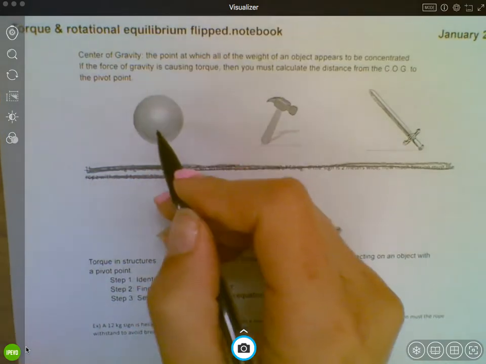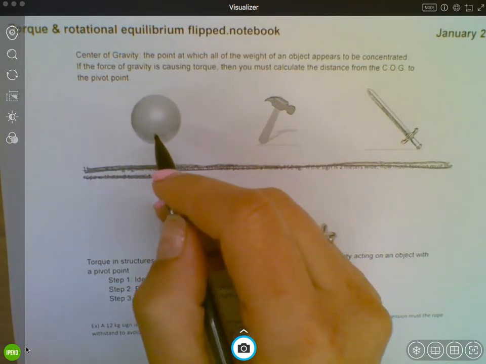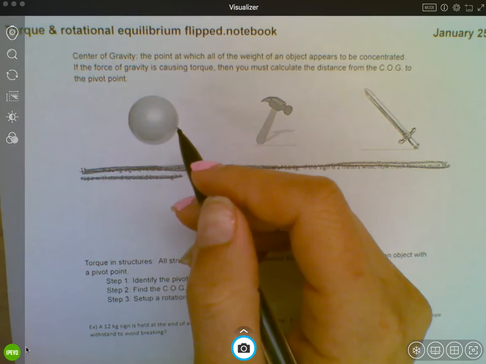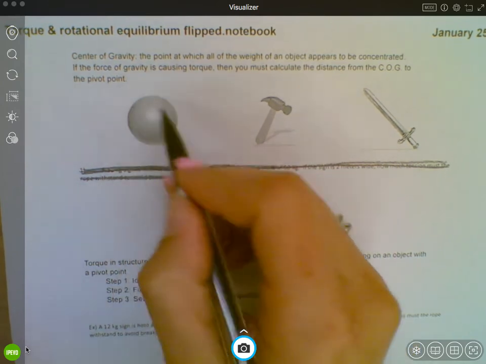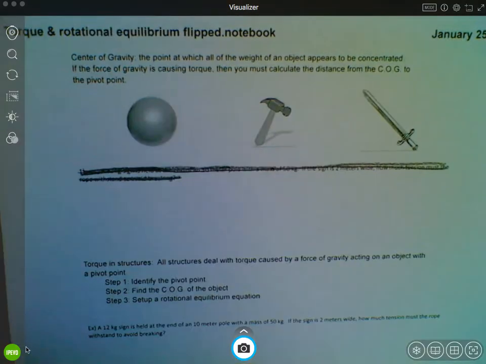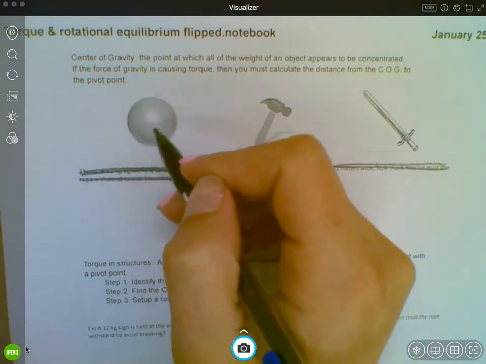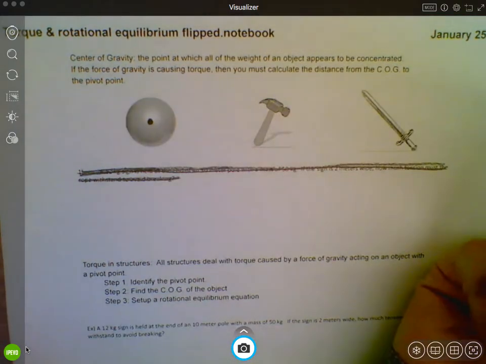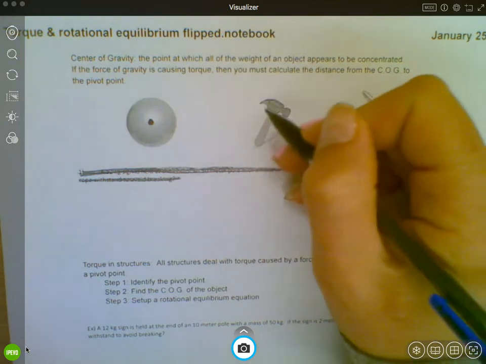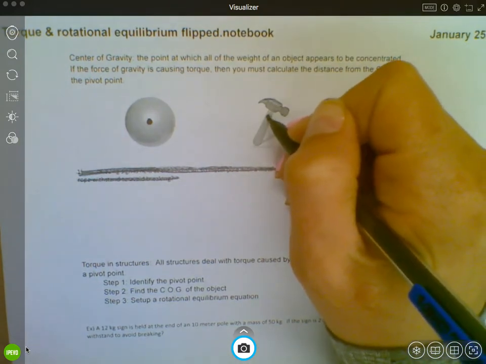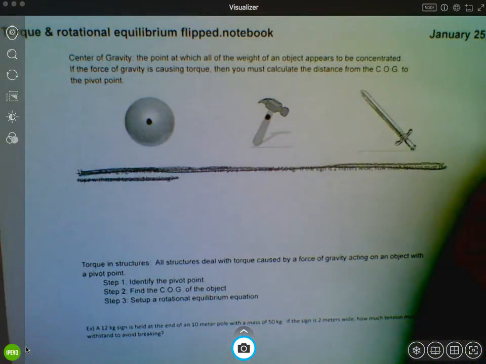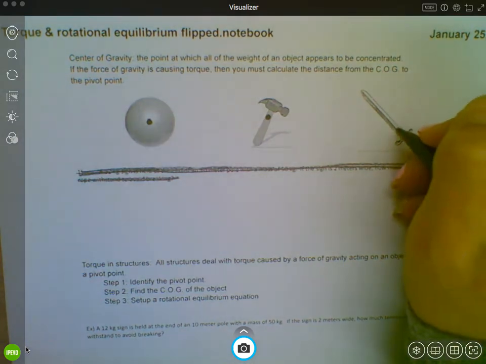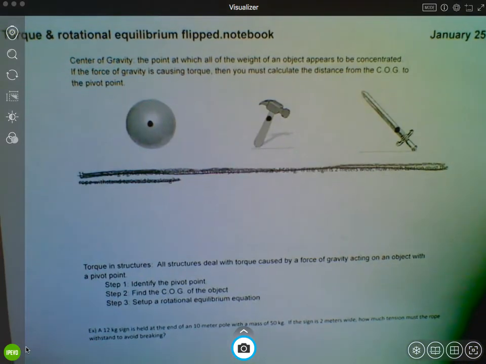Okay, the reason we need to know the center of gravity is because if the weight of the object is causing a torque, we need to be able to mark where that force would be. So for a sphere or a ball or an evenly spread out mass, like a baseball or a soccer ball, the center of gravity is going to be in the middle. For a hammer, these are a lot heavier at the top, so the center of gravity is closer to the top, somewhere around there. For a sword, it's usually heavier right where you're holding it, so maybe the center of gravity would be somewhere around there.